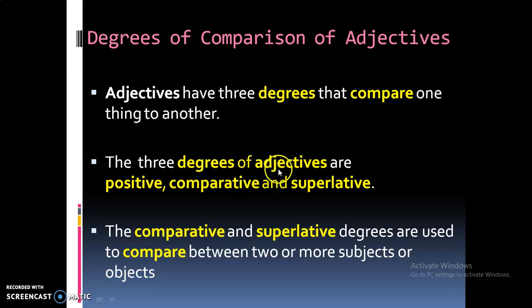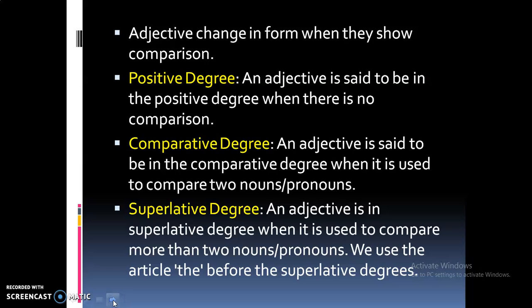The 3 degrees of adjectives are positive, comparative and superlative. So learn along with me. The first one is positive, the second one is comparative, and the third one is superlative. The comparative and superlative degrees are used to compare between two or more subjects or objects. Adjectives change in form when they show comparison.